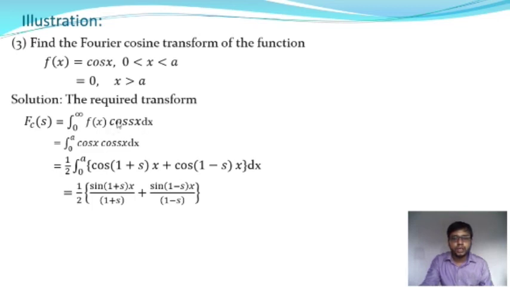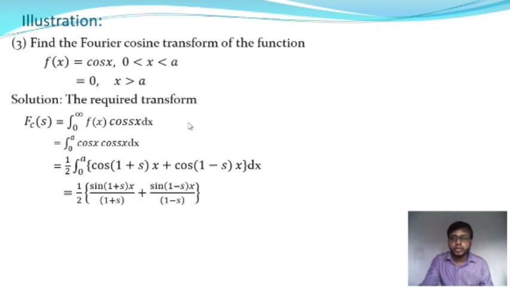And the Fourier sine transformation. So there are two types of transformation: first of all, the Fourier cosine transformation and the Fourier sine transformation. The Fourier cosine transformation is used where the function f(x) is an even function, and the Fourier sine transformation where the function is an odd function. The Fourier sine transformation is denoted by Fs of s, and is defined as the integration from 0 to infinity of f(x) sin(sx) dx.